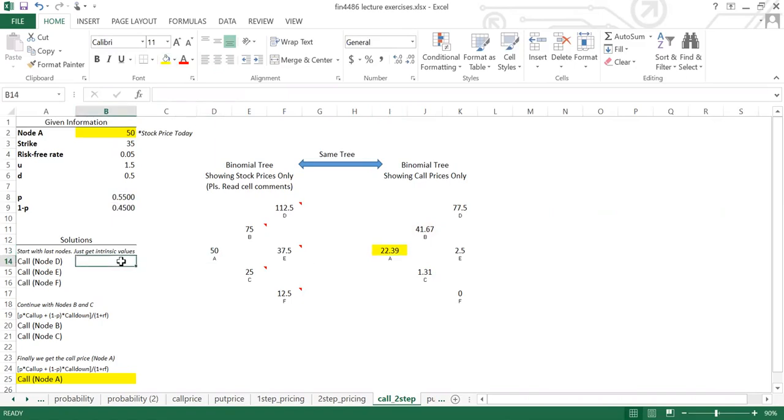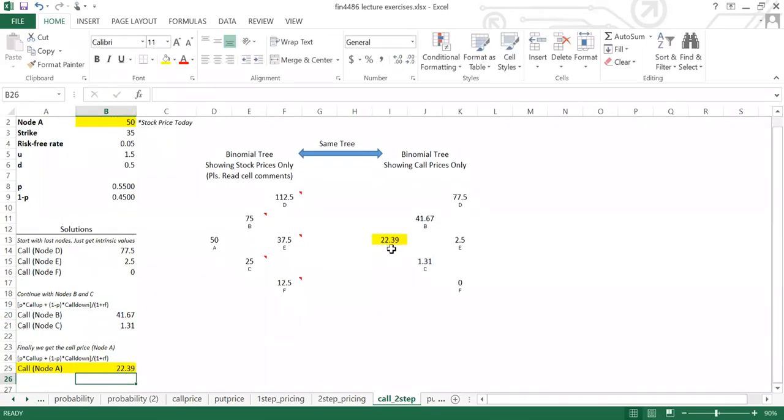And if we want to write the solutions, at node D we have this price, at node E we have this price, at node F we have this price, at node B we have this price, at node C we have this price, and then finally at node A we have reached the price of our call option. Okay, so we have finally concluded the two-step binomial tree for a call option, and this is exactly how we are supposed to get the final price for this call option, which is what we get in node A right here.